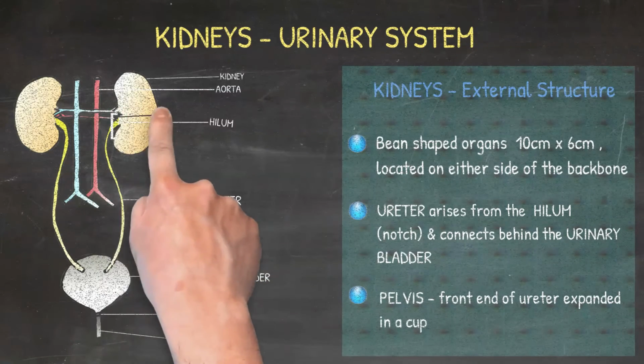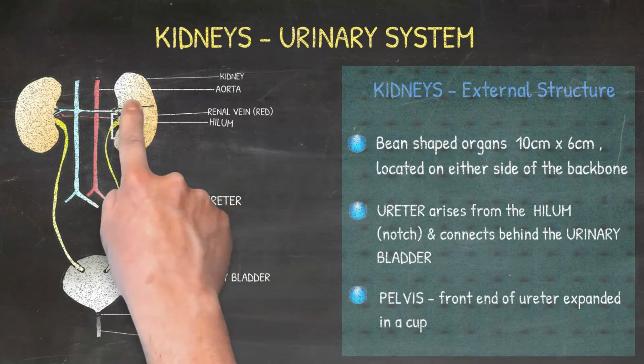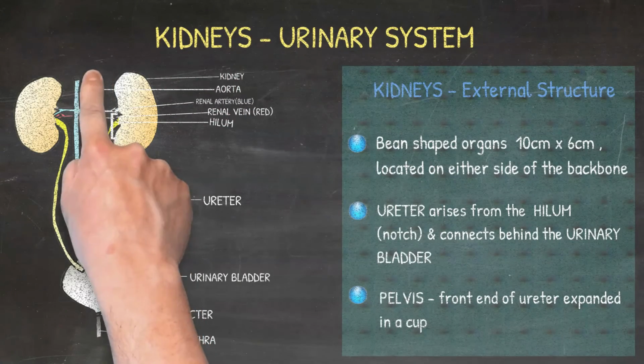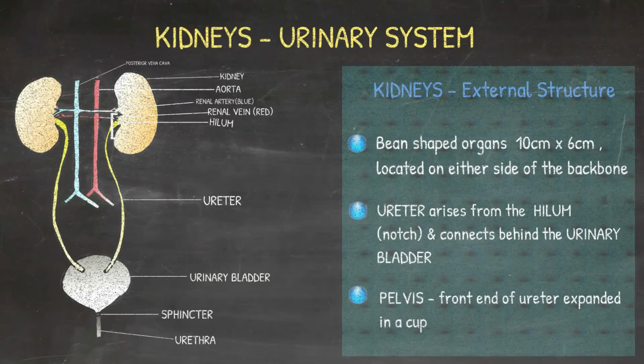The urine which is produced in the kidneys constantly flows through the ureters and then collects in the urinary bladder. The urine from the urinary bladder then goes to the outside of the body through the urethra.